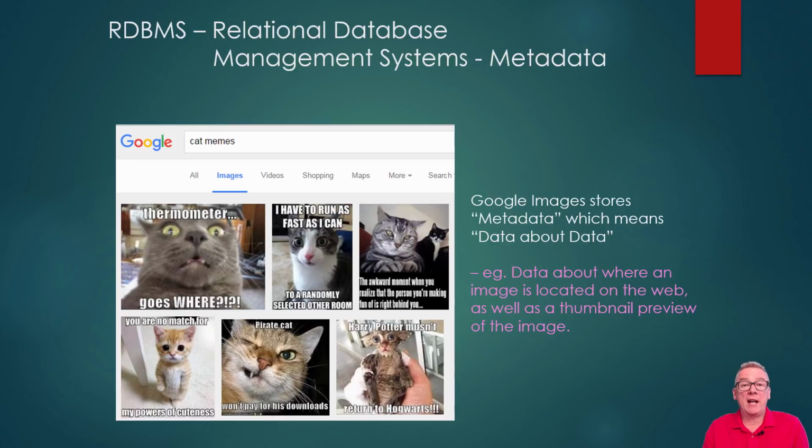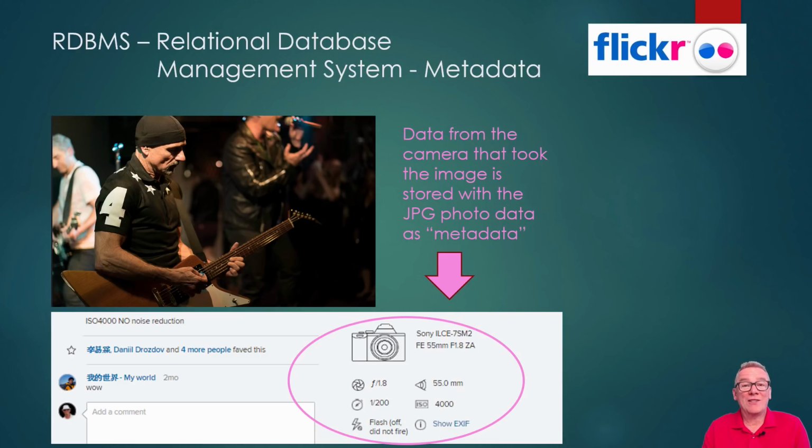Metadata is where in the database they store information about the actual item. So you have the item, which is some data, but then there's information about that item as well. So in Google Images, some of the metadata you have is the thumbnail of the picture, but it also stores the actual web location of that picture. In our photography, we use Flickr as our photo storage system, and it's really good if you're looking at your photos or at somebody else's because it has metadata, information about the camera that took the photo and what settings they used.